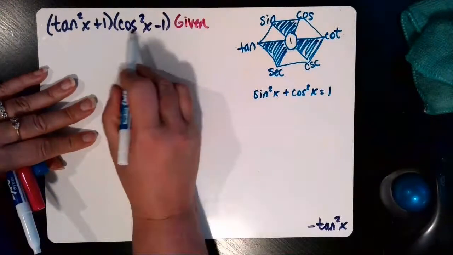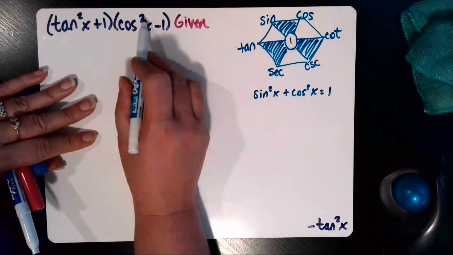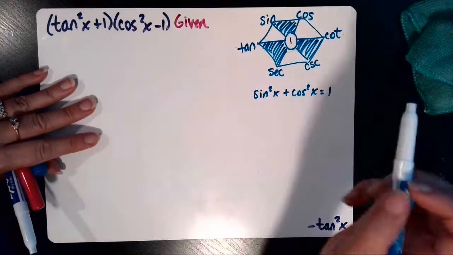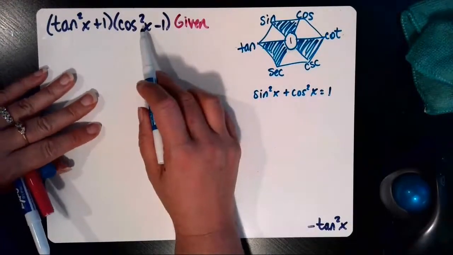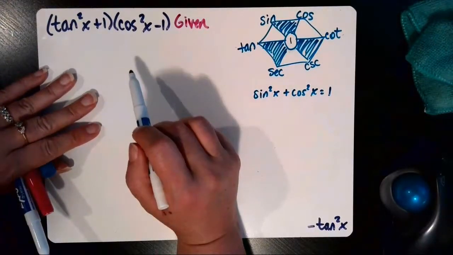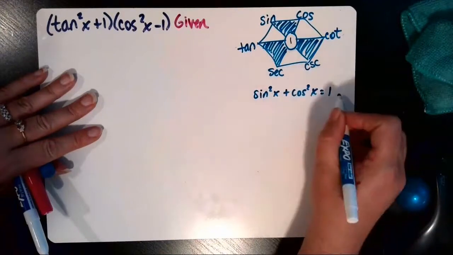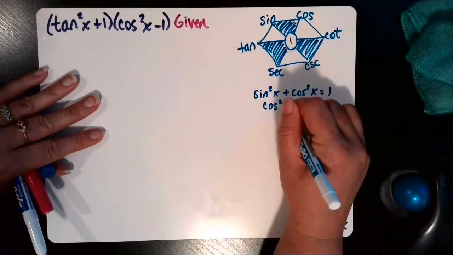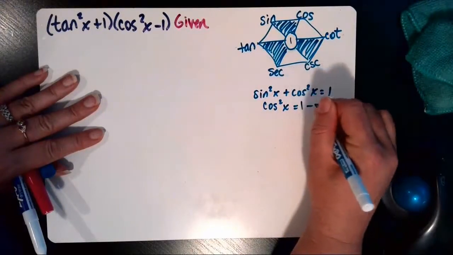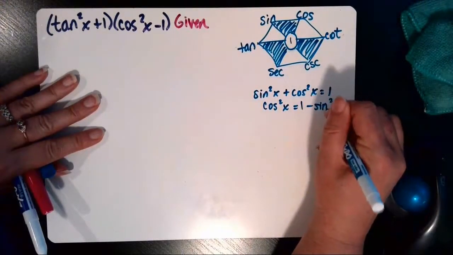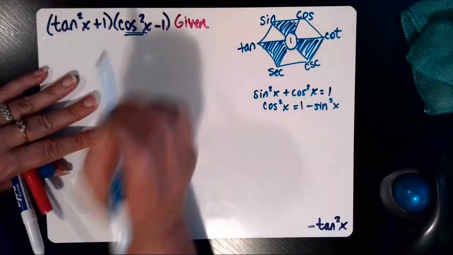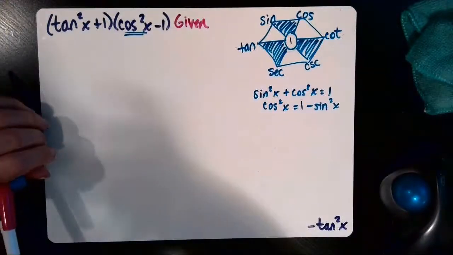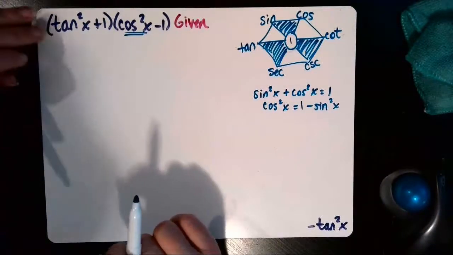Okay, and that looks very much like this cosine squared x minus 1. If I wanted to replace that cosine squared x here, I would subtract sine squared x from both sides, and cosine squared x would be equal to 1 minus sine squared x. So now I replace that cosine squared x in the original using a Pythagorean identity.